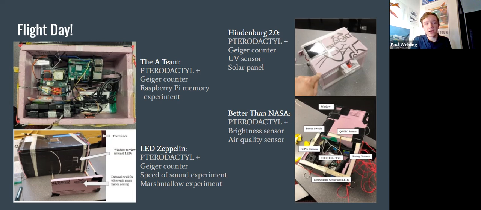And so you can see there were a lot of really cool experiments on here. So for example, the A team had a really interesting experiment where they had set aside a large chunk of memory in a Raspberry Pi, and they were looking to see if radiation in the upper atmosphere would start messing with the memory up there, start flipping bits. And so that was one of their experiments. We had other experiments checking how the air quality was up there, or one student set up a marshmallow on the end of a pole and watched it as it went up and down.